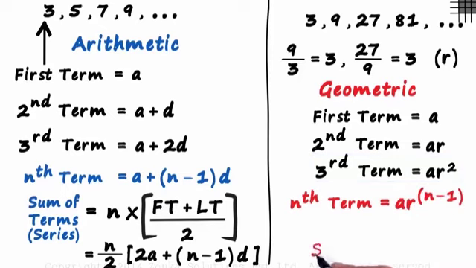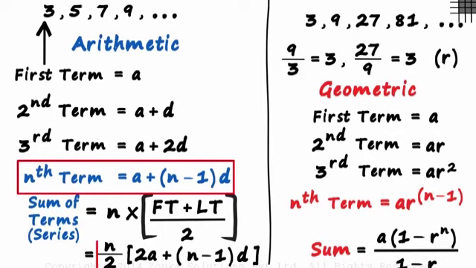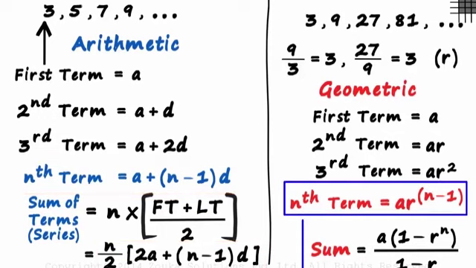And what will be the sum of the terms in a geometric sequence? This is just a formula you need to know. A times (1 minus R raised to n) over (1 minus R). The proof of this is pretty easy and it is good to know, but you don't really need to know it for your exams. So the 4 things you should know for the exams: nth term and sum of terms for an arithmetic sequence, and the nth term and sum of terms for a geometric sequence.